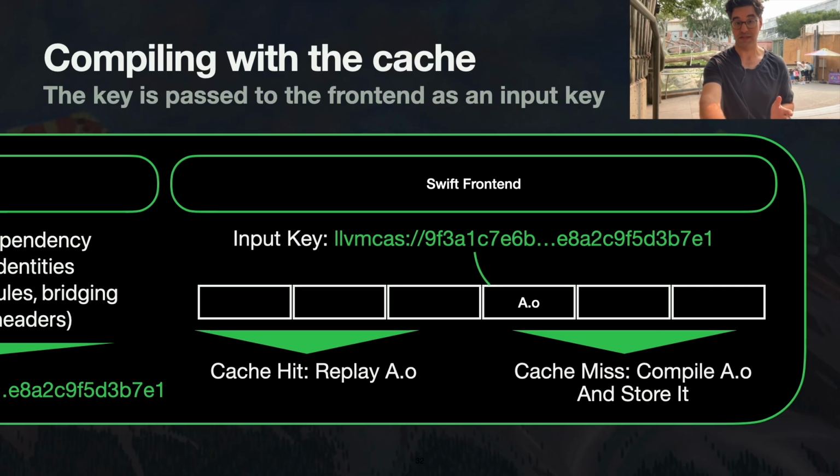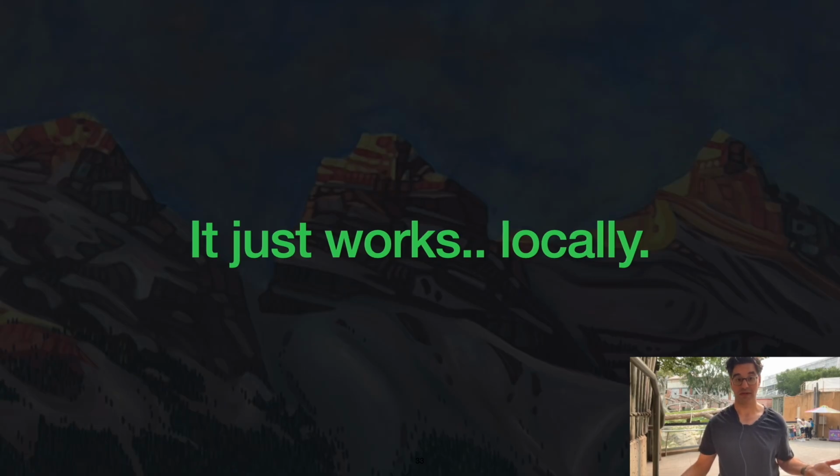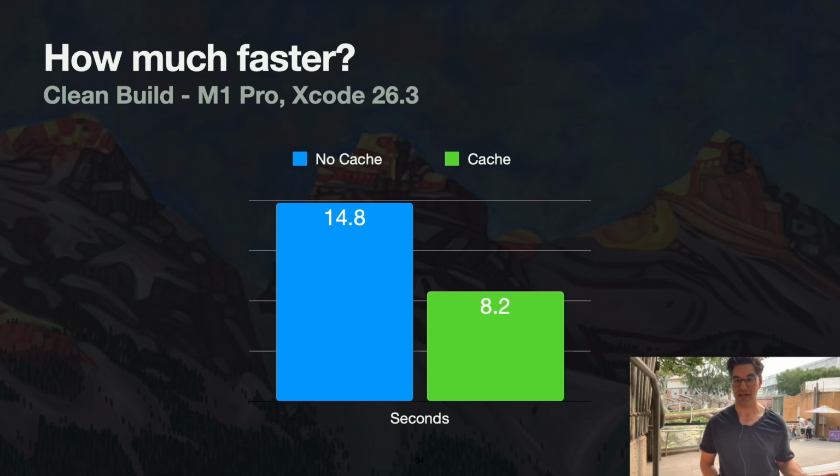So the good news is, this just works. You turn it on and it will just start making your builds faster. Clean builds can be much faster. This is my small project. I do clean builds on an M1 Pro, and without the cache turned on, a clean build takes about 15 seconds. It's not a huge project.